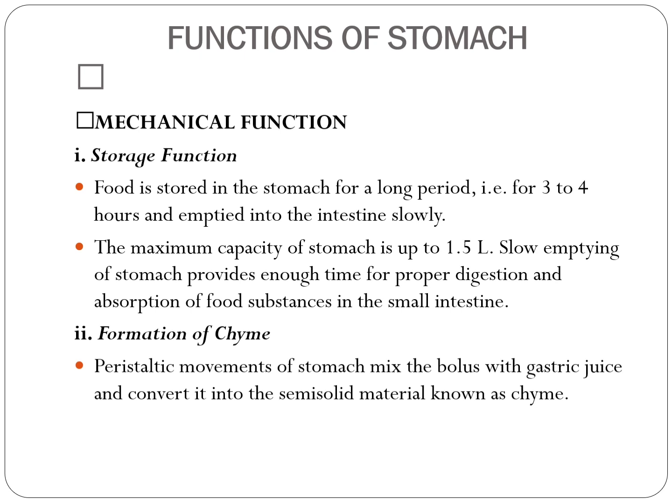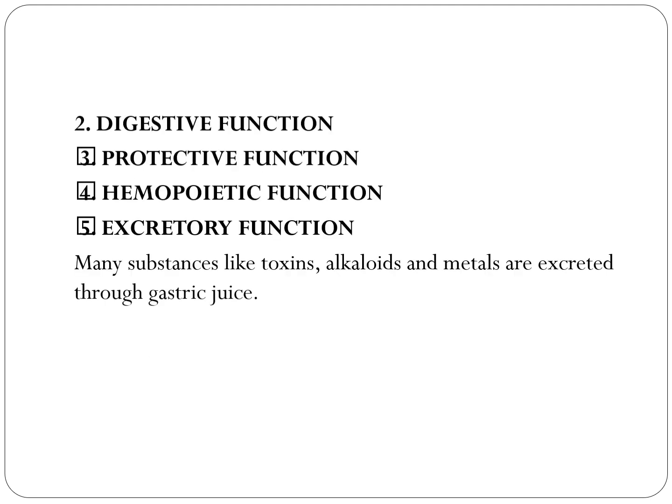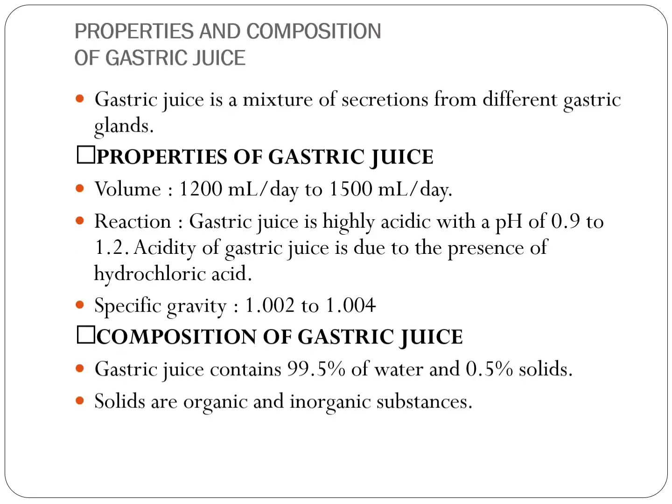Then formation of chyme. Peristaltic movement of the stomach mixes the food with gastric juice and converts it into a semi-solid material, that is chyme. Then other functions: digestive function, protective function, hemopoietic function, and excretory function, and many substances like toxins, alkaloids and metals are excreted through the gastric juice.